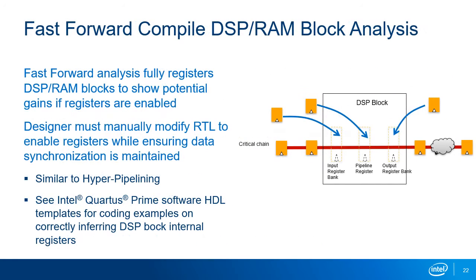During fast-forward analysis, the block registers of the RAMs and DSPs can be turned on if they have not been enabled by your RTL. This will show you the performance possible if this modification was made. Knowing this, you can confidently return to your RTL and modify the code to enable these registers to achieve the fast-forward analysis predicted clock speeds. Please see the Quartus documentation for examples of how to write your RTL to ensure these registers are used.